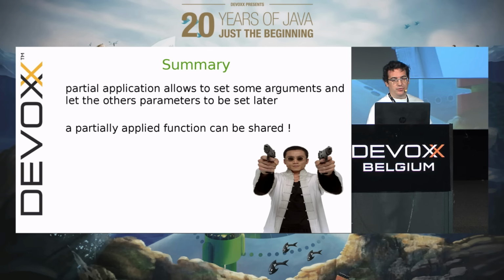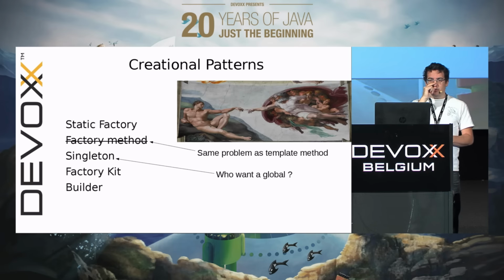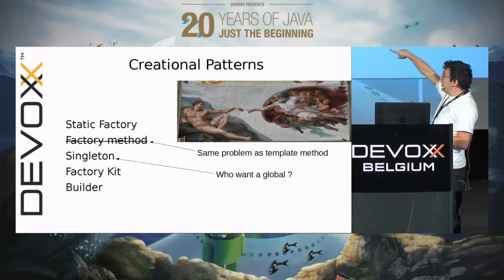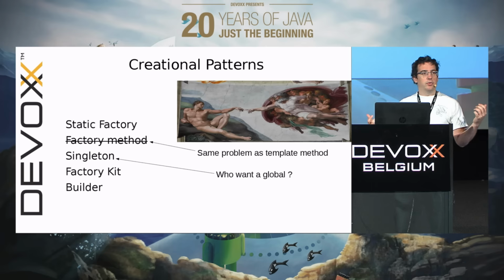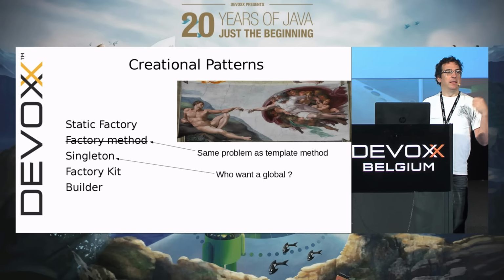So we have finished with the simple patterns. We will start with the creational patterns. We will see the static factory, not the factory method. I don't know if you know the factory method, but it has the same problem as a template method. The factory method is an abstract class, basically. We will not see the singleton, because it's basically a global, and I don't want to have to debug programs with globals. Please don't do that. Technically, we will see how to create a singleton without being a global.